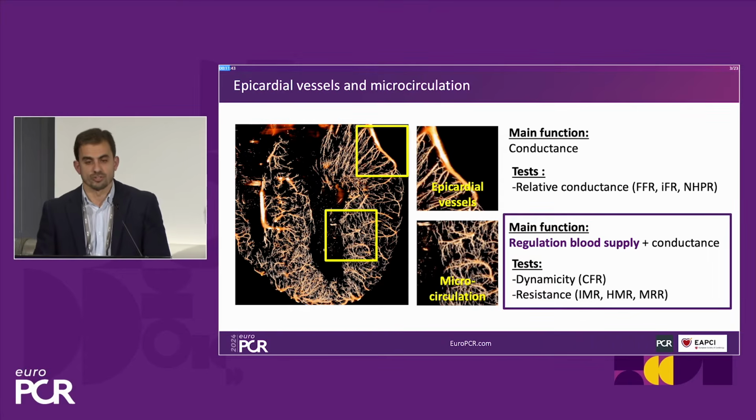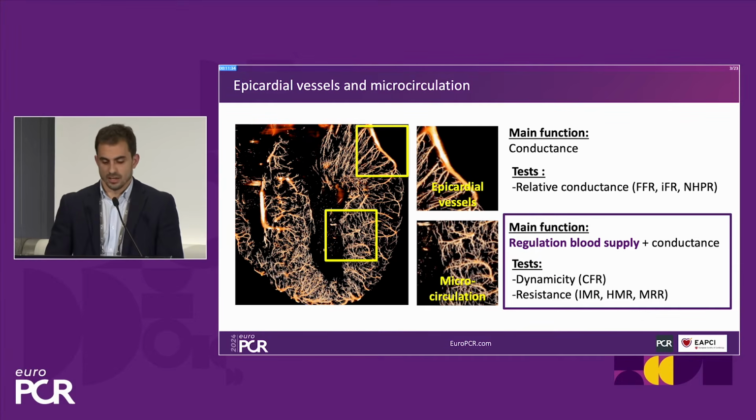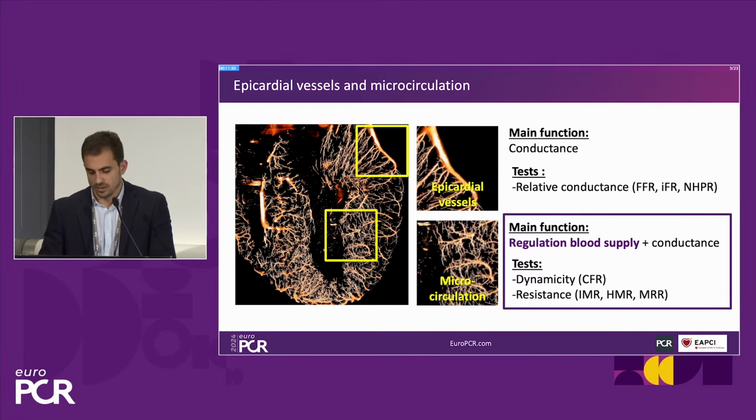And to understand how the microcirculation works, the first thing is to understand the most important difference between the epicardial vessels and the microcirculation. The main function of epicardial vessels is conductance, whereas the main function of the microcirculation is the regulation of the blood supply to the myocardium, and we test its dynamicity by CFR and its resistance, which is actually the inverse of flow, by IMR, HMR, or MRR, among other indexes.